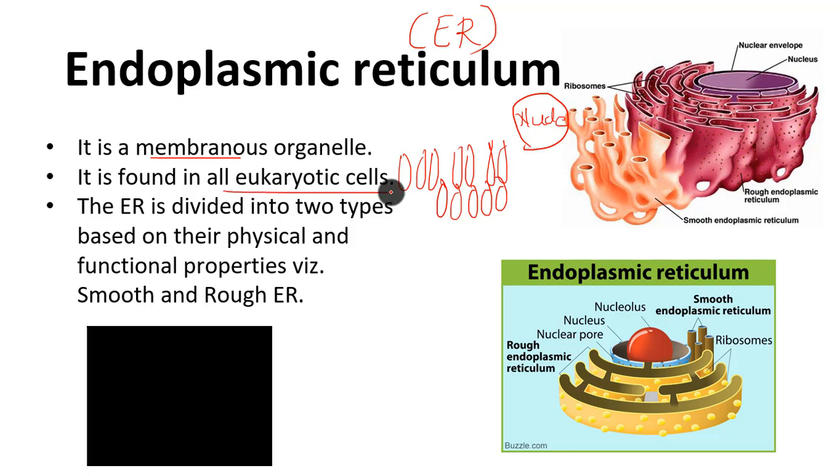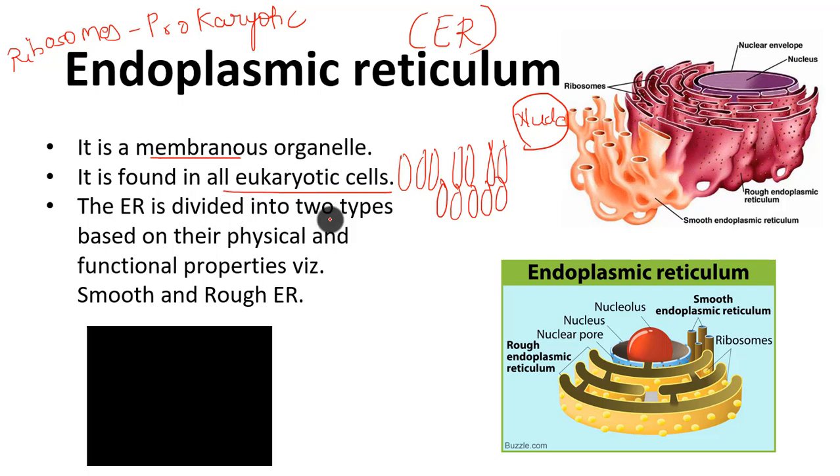It is found only in the eukaryotic cell, only in the advanced cell. The prokaryotic cell does not have cell organelles. It has only one cell organelle, that is the ribosome. So the ribosome is the only organelle present in the prokaryotic cell, whereas all the different organelles are present in the eukaryotic cell. So this endoplasmic reticulum is present only in the eukaryotic cell.